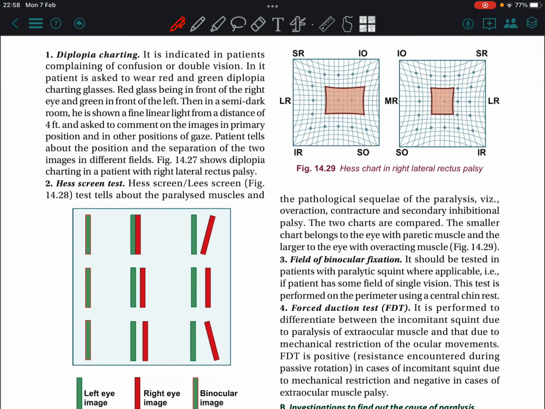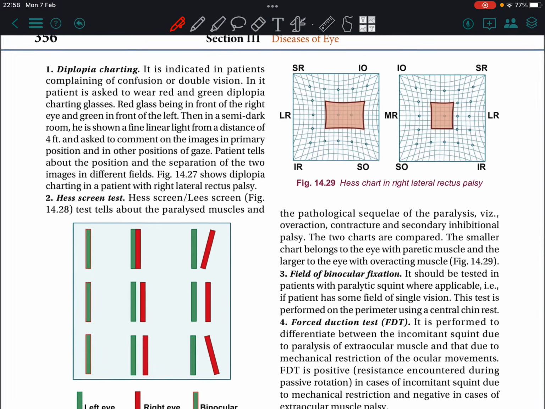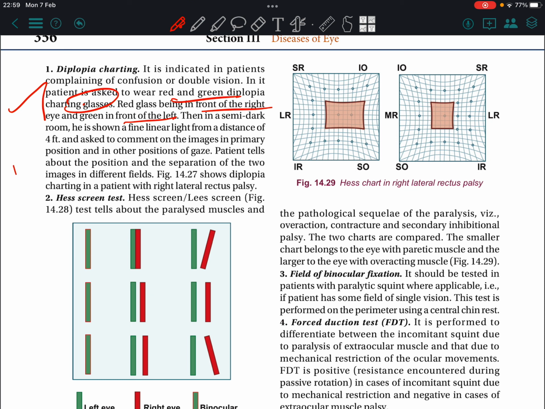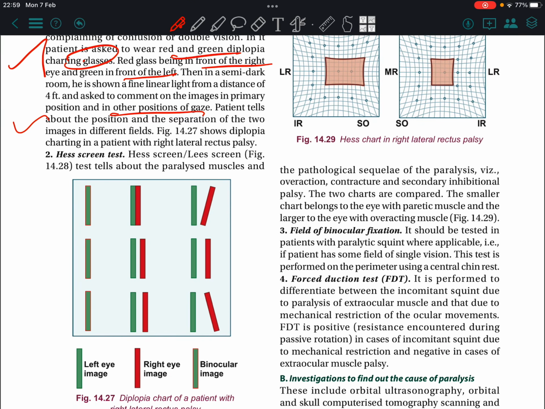The tests required are diplopia charting. It is indicated in a patient complaining of confusion or diplopia. In it, the patient is asked to wear red and green diplopia charting glasses, with the red glass in front of the right eye and the green in front of the left eye. In semi-dark, he is shown a fine linear light from a distance and asked to comment on the image in the primary position. In other positions of gaze, the patient tells about the position and separation of the two images in different fields.